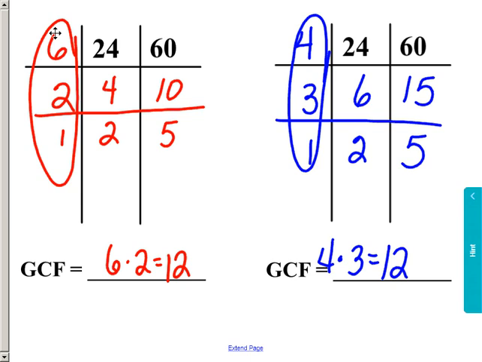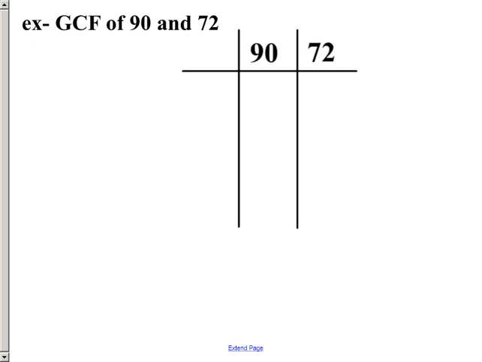So notice no matter what I start with, as long as I'm using common factors, I'm going to end up with the same greatest common factor. I want you to try with 90 and 72. Let's try that one together, and then I'm going to give you a couple to try on your own.